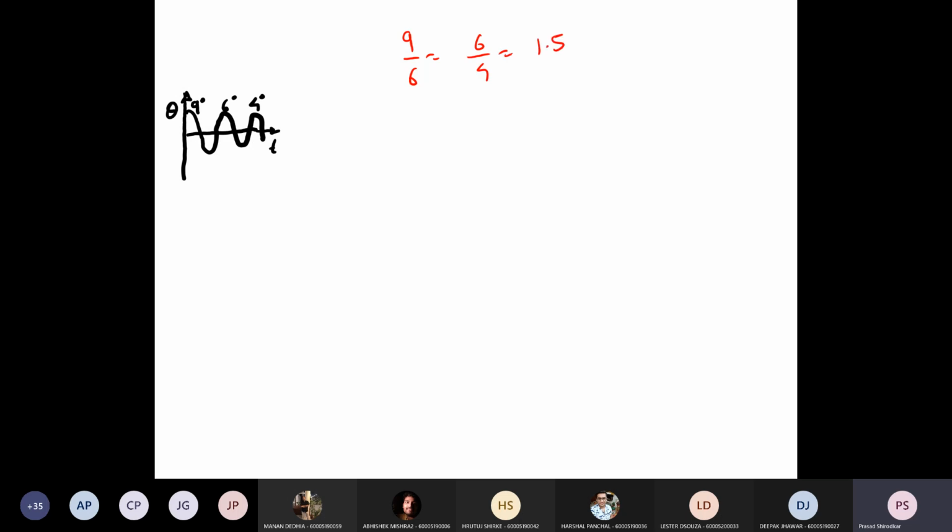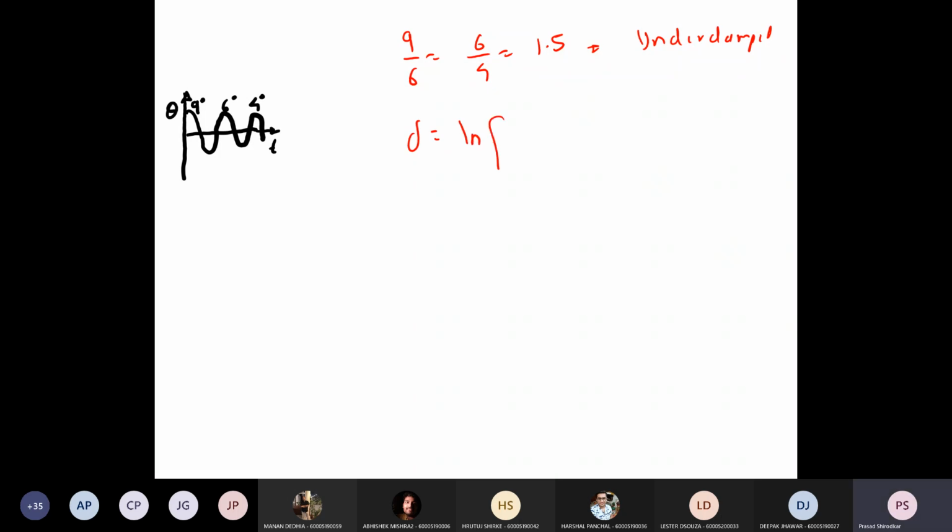Okay. So what kind of system is this? Can anybody tell me? Under. It is an underdamped system. Who answered that question? Same. Okay. So what will be logarithmic decrement?